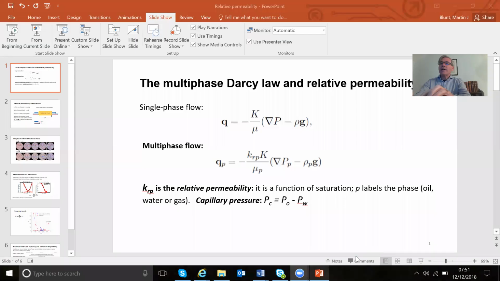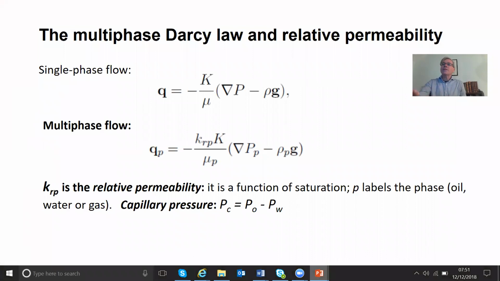So let's go straight to the equation that illustrates it. This is shown here on this slide. The equation at the top is the single phase Darcy law. Q is the volume of fluid flowing per unit area per unit time. And it is proportional to this term grad P minus rho G. That's the pressure gradient, and then a term due to gravity. It's inversely proportional to the fluid viscosity, and the capital K is the single phase permeability.